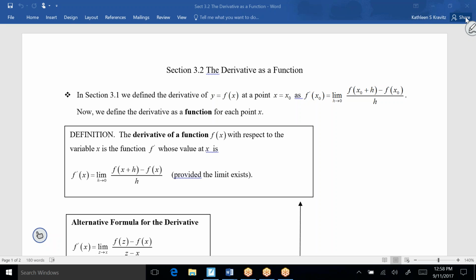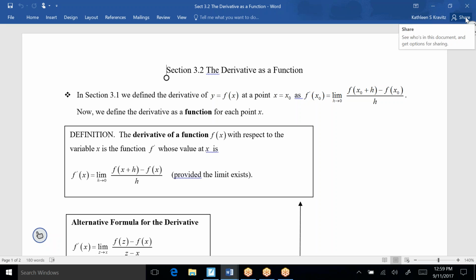So the derivative of a function f of x with respect to the variable x is the function f prime. It's kind of hard to see the prime on your sheet, but f prime whose value at x is the limit as h goes to 0 of f of x plus h minus f of x divided by h. The only thing different in here from our last section, what's a little tiny thing that's different? The 0. So we're calling it x, any value of x, instead of a specific x sub 0, instead of a specific point. That's really the only thing different.